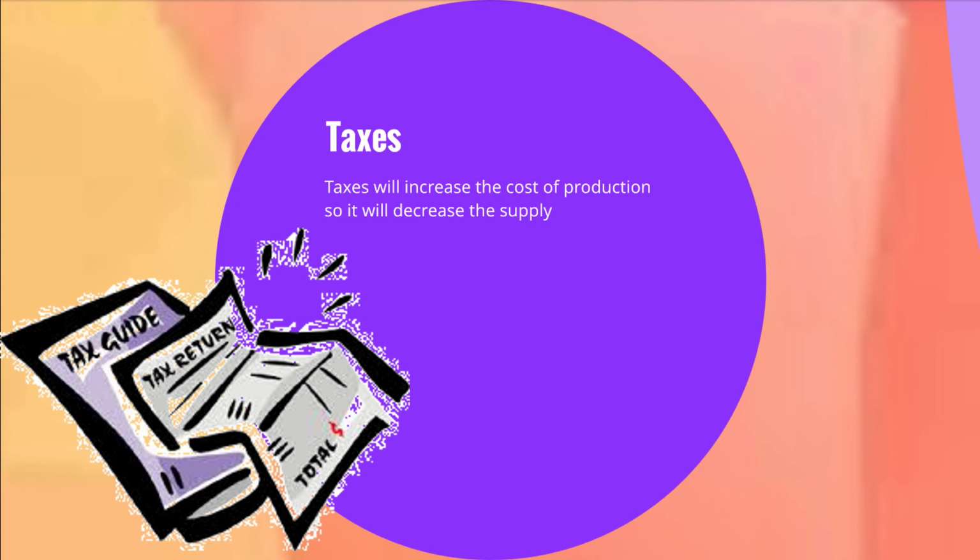So for example, if a cigarette company has been taxed by the government, the cigarettes are now expensive, because taxes mean you have to pay more, so you're spending more and the cost of production will increase. This will decrease the supply.